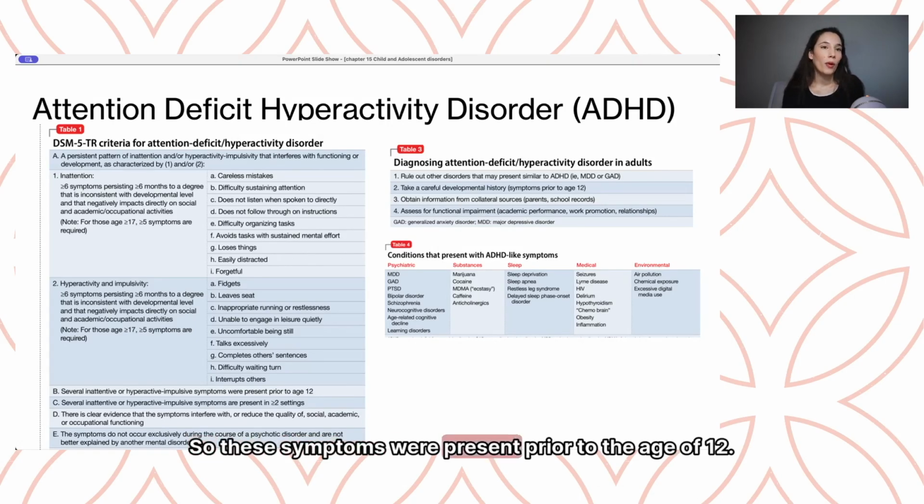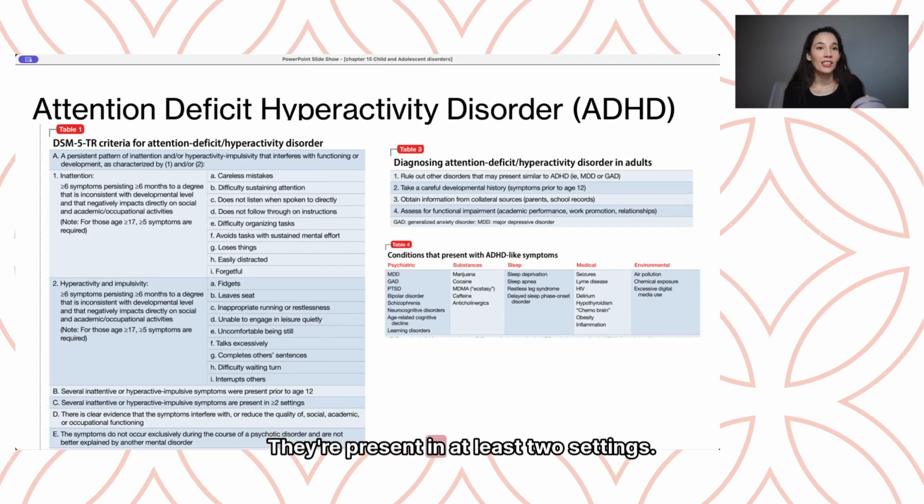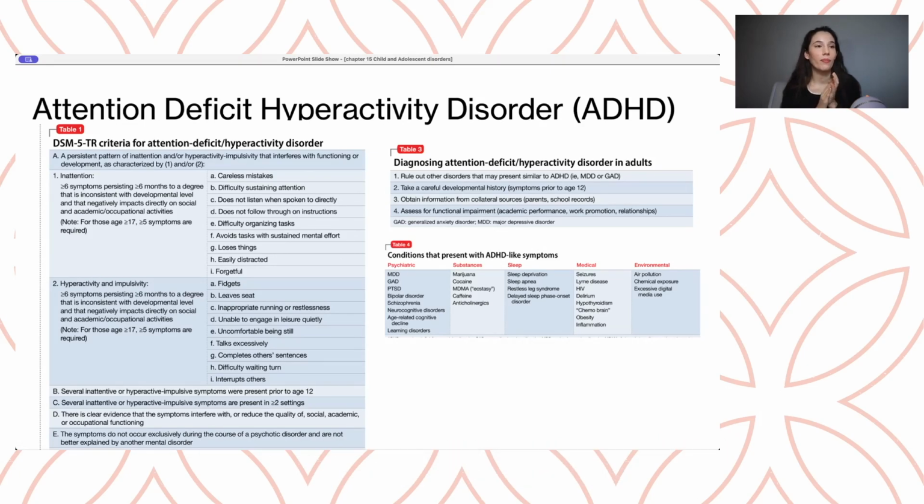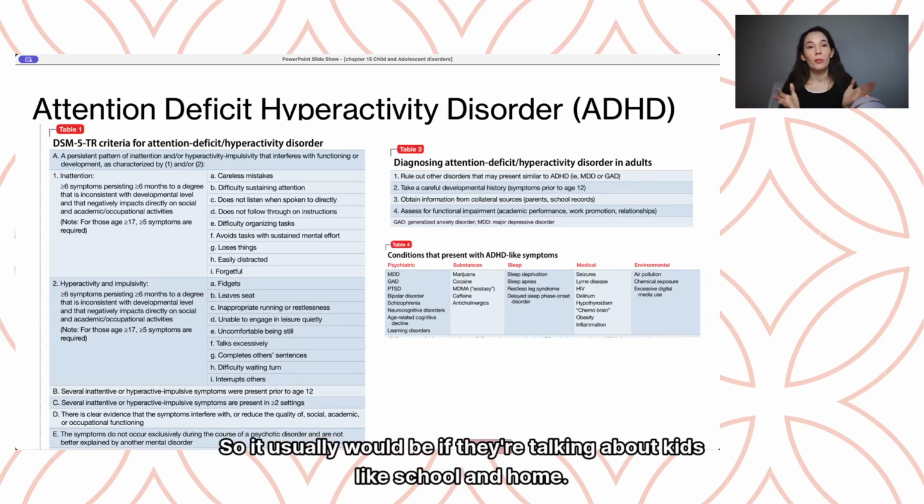So these symptoms were present prior to the age of 12. They're present in at least 2 settings. So that is the big one. You may see that on the exam. That these inattentive or hyperactive symptoms need to be present in at least 2 settings. So it usually would be, if they're talking about kids, like school and home.